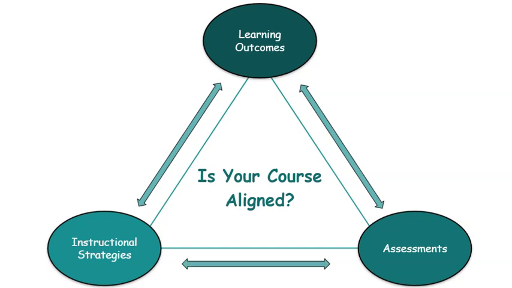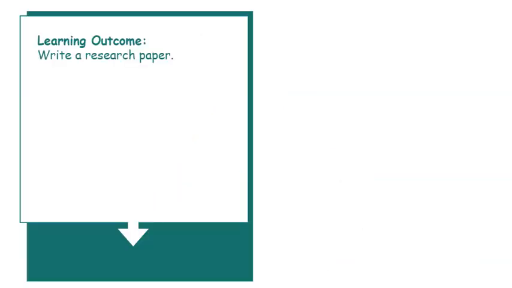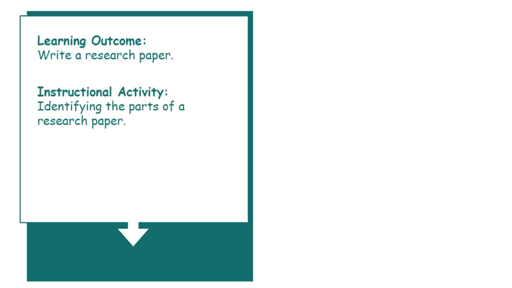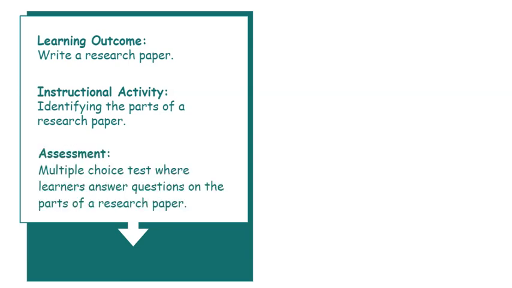Also, you want to make sure your instructional strategies align with your assessments. So let's look at some examples. Let's say your learning outcome is write a research paper. And as one of your instructional activities, you have them identifying the parts of a research paper. So the learners need to know about the parts of a research paper so that they're able to write a research paper. So maybe that's one of your instructional activities. Then for the assessment, after they've gone through every single instructional activity, you have them take a multiple choice test where learners answer questions on the parts of a research paper. Although they can answer these questions about the parts of a research paper, you do not have them writing a research paper. So you don't know if they're able to write a research paper. So this is called misaligned.